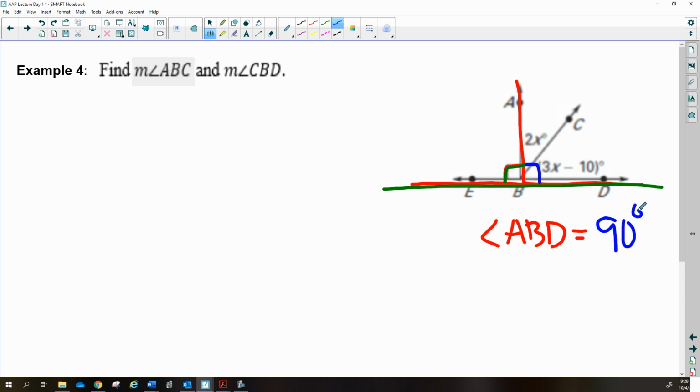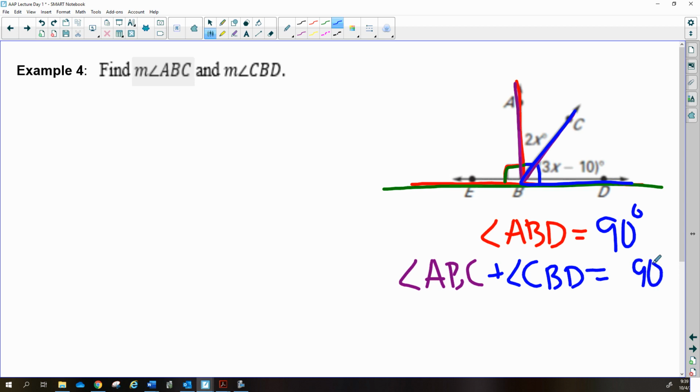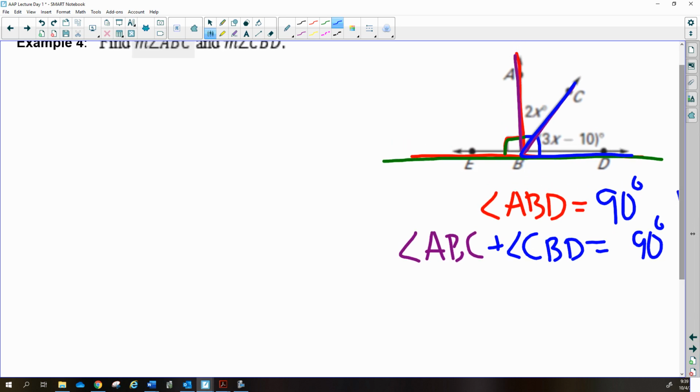Because we know angle ABD is 90 degrees, we can come up here and say angle ABC, the part I put in purple, plus angle CBD, the part in blue, have to add up to that total 90 degrees. Once you have that all set down, you can substitute in. You got 1 point for putting that geometry setup.